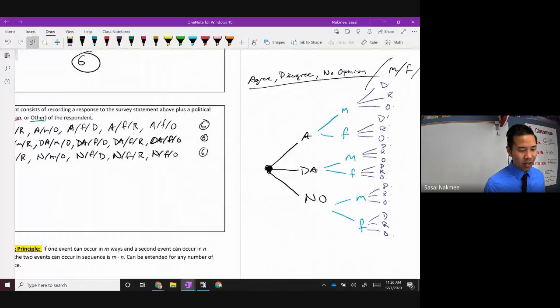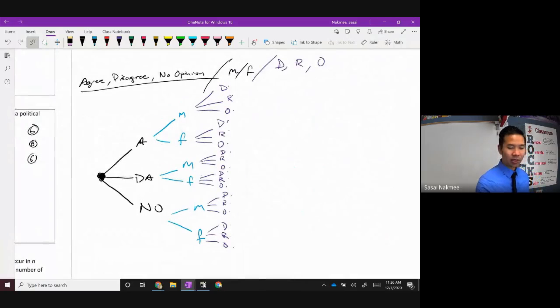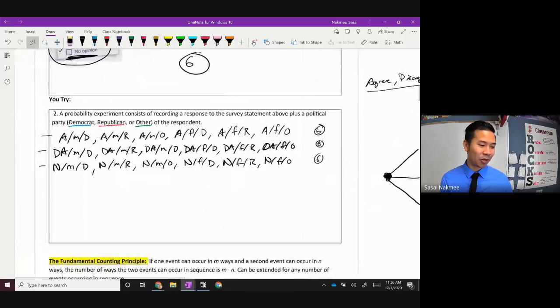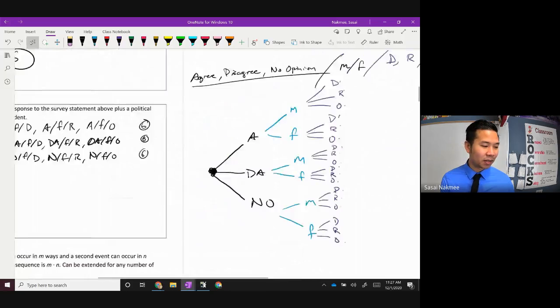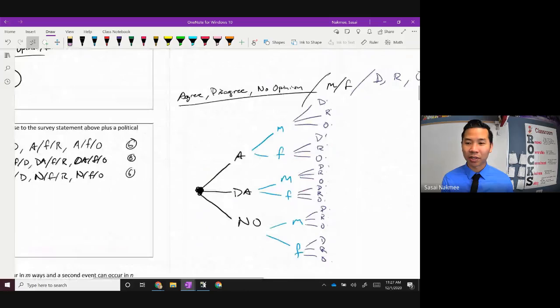And I just wanted to ask, have you guys seen this before? I'm hoping you guys have seen this before in your lifetime, like this branch of possible outcomes of things. And if not, hopefully this is something that makes a little bit more sense as to why it is. All I'm doing is writing out all the possibilities here, but I'm visually writing it out so you can see, oh, AMD, that's agree male Democrat. And that just follows this branch right here. Yeah, I think sophomore year. Okay, good. So you were kind of exposed to it.